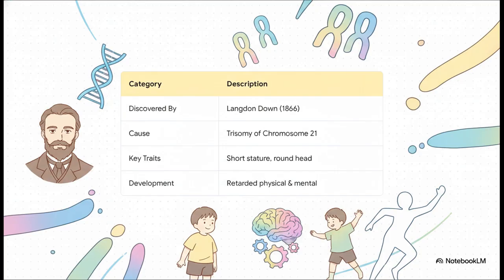It was first described way back in 1866 by Langdon Down, and it's associated with some very distinct physical traits, like short stature, a small round head, and that single deep crease you often see across the palm. That extra chromosome also leads to retarded physical, psychomotor, and mental development.